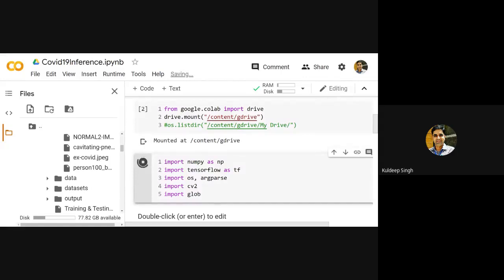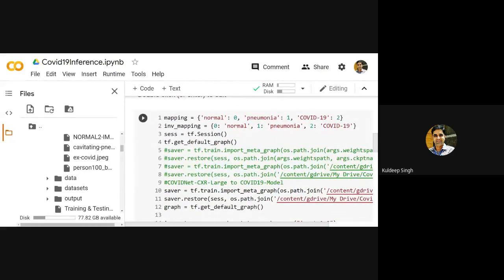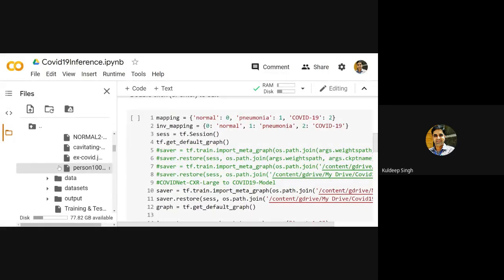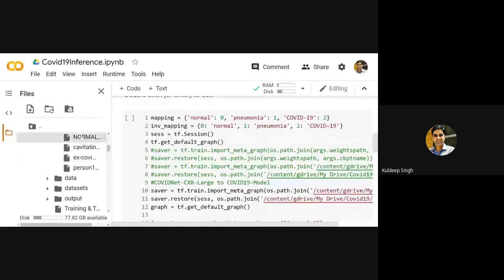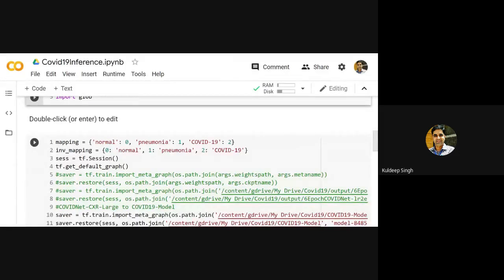Once the drive is mounted, I'll import some libraries like NumPy, TensorFlow, then Computer Vision, OpenCV. Now there comes the importing of the, let me close it. So we have three categories: normal, pneumonia, and COVID-19. It's a mapping of the numerical number to a particular class. Normal belongs to 0, pneumonia belongs to 1, and COVID-19 belongs to 2.